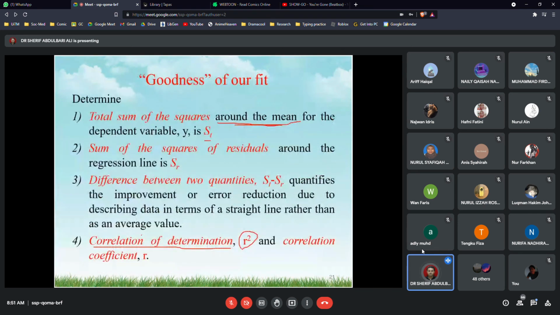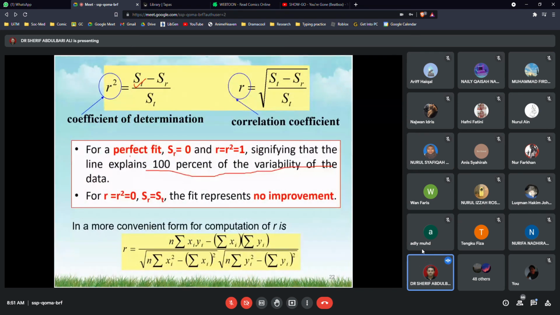But now I want to ask you a question. Here it says for a perfect fit, SR is going to be equal to 0 and R square is going to be equal to 1. So if R square is equal to 1, why is SR going to be equal to 0? Can someone answer this question? If someone answers this question, that means you really understand what I have been talking about since morning. If R square is equal to 1, why is SR going to be equal to 0?